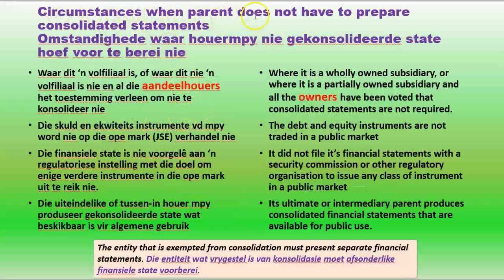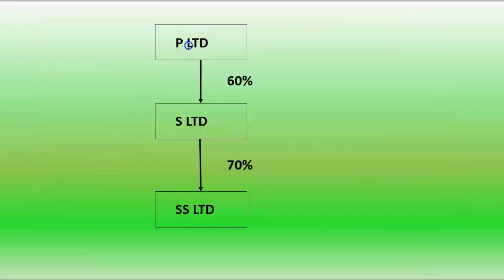The circumstances when the parent does not have to prepare consolidated statements is where it is a wholly owned subsidiary or where it is a partially owned subsidiary and all the owners have voted that consolidated statements are not required. So let's have this group structure: P, who holds 60% of S, and S, who holds 70% of SS. Clearly, it's a group, so P actually has to provide consolidated financial statements, but SS is also a subsidiary of S Limited. So the question is, must S Limited now prepare consolidated financial statements?